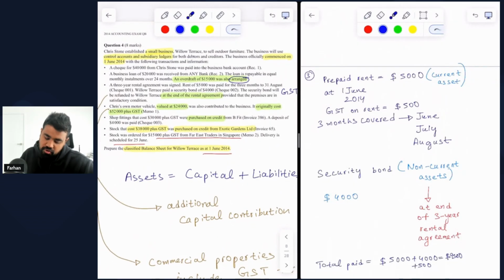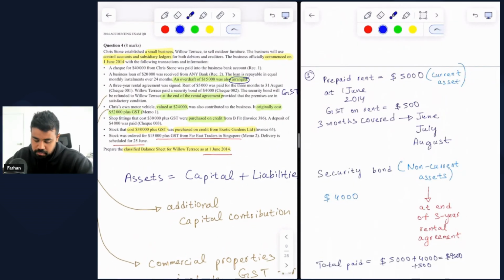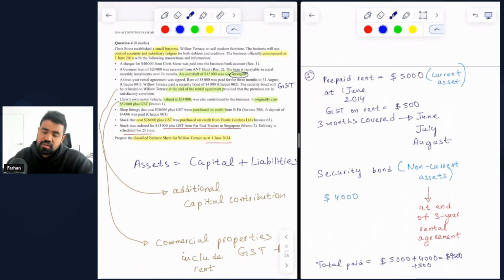And how does this work in Australia? So if you're a small business, and given that you're signing a 3-year rental agreement, this refers to commercial use of the property. That's why you have signed the rental agreement, which is to sell the outdoor furniture. So because it's a commercial property, the rent that you will be paying also needs to include GST. All right. So the question doesn't explicitly mention GST. It just says that rent of $5,000 was paid at 1 June 2014, which covers 3 months up to August 31. All right. So check the right-hand side of the screen for all the workings.